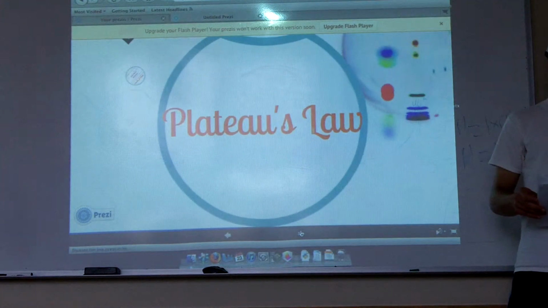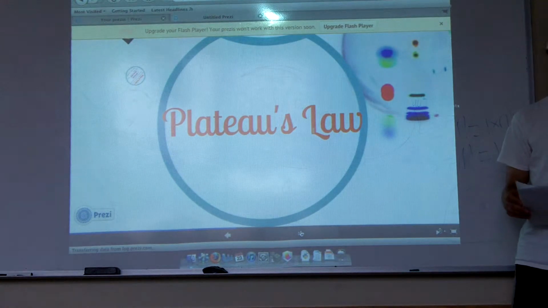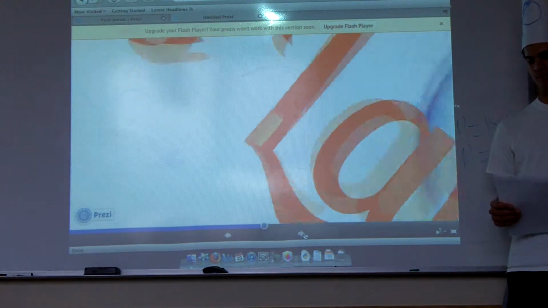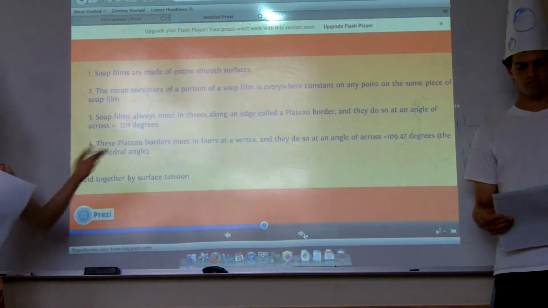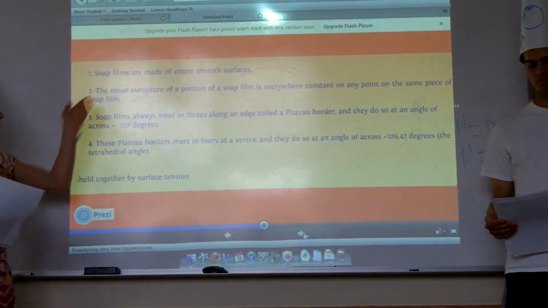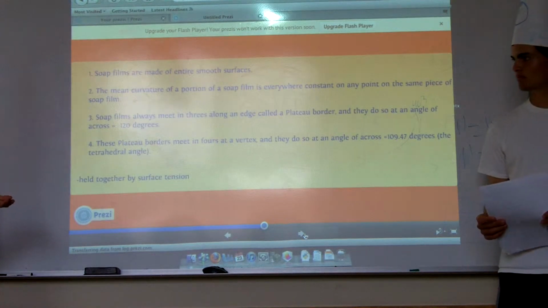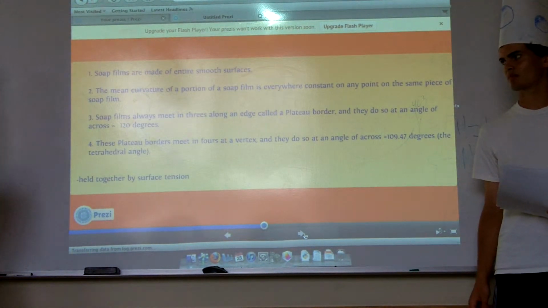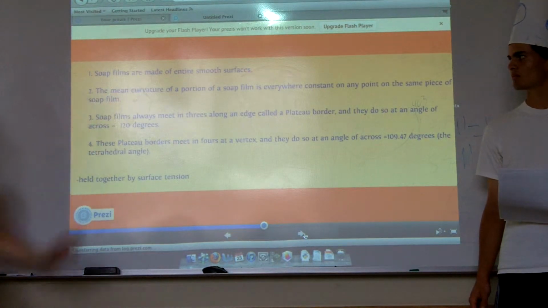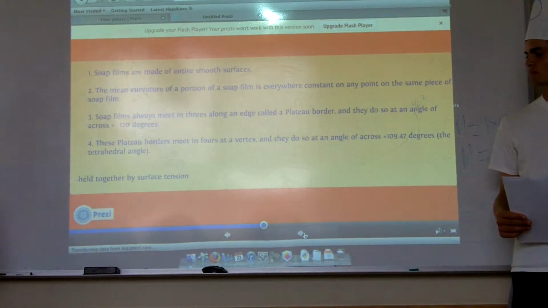Okay, so Joseph Plateau was a Belgian physicist who founded these theories that Satya just mentioned. Soap films are made of entirely smooth surfaces. So when you have a bubble blower, the part inside is flat and it doesn't curve at all, meaning it has a mean curvature of 0.